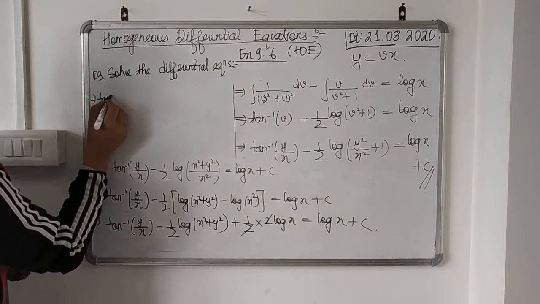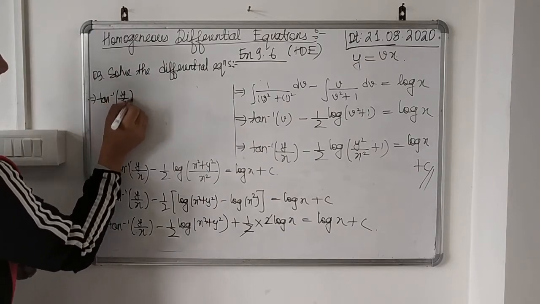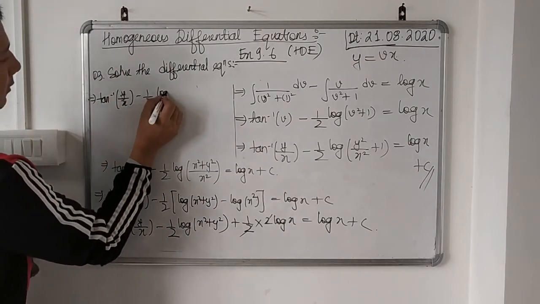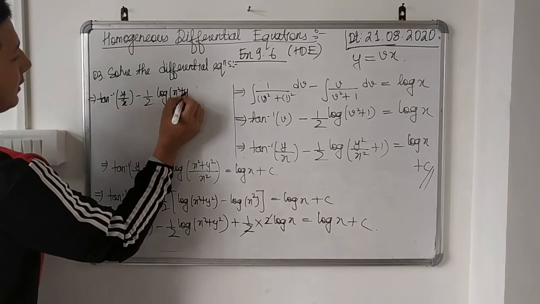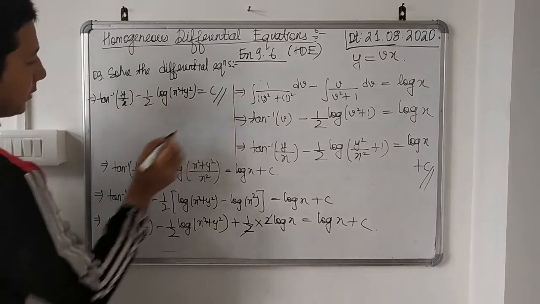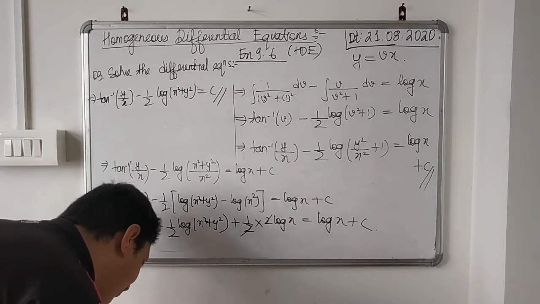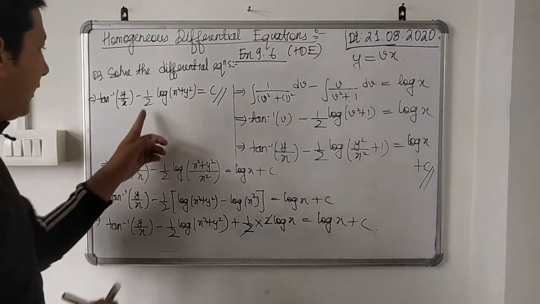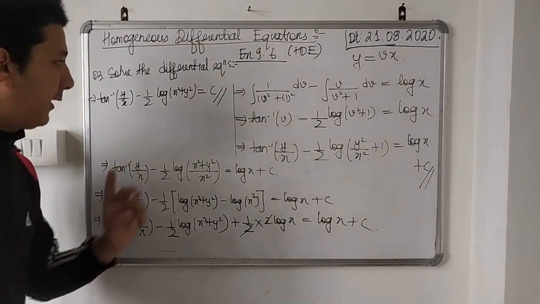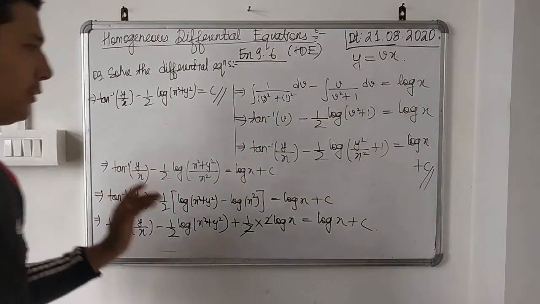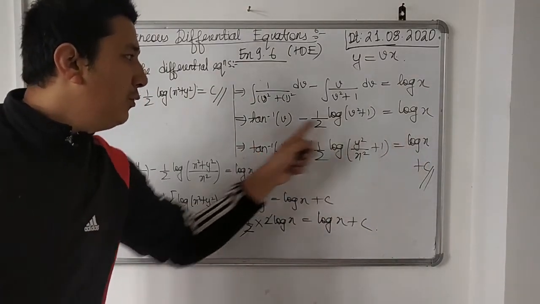Tan inverse y by x minus half log x square plus y square is equals to constant. I hope this is the answer at the back. Yes, so this is your answer. You can take this to the right hand side, it will be positive, okay? But the actual thing is to do the things properly.